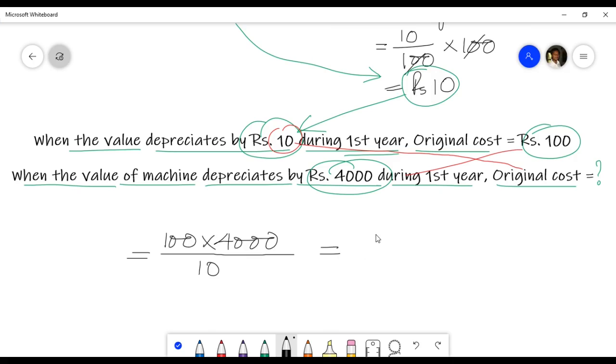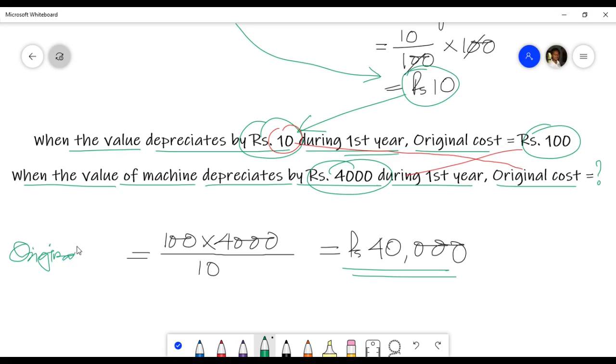100 into 4,000 divided by 10. When you solve it and simplify it, you will get the original cost as rupees 40,000. So rupees 40,000 is the original cost of the machine. I hope you have understood it. You have to do it by yourself.